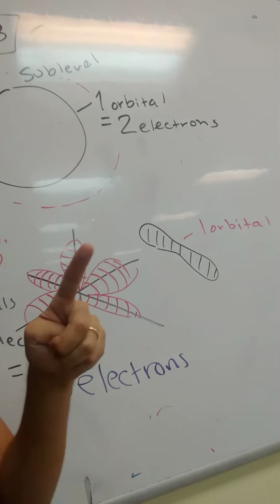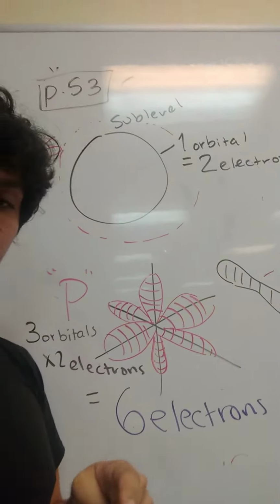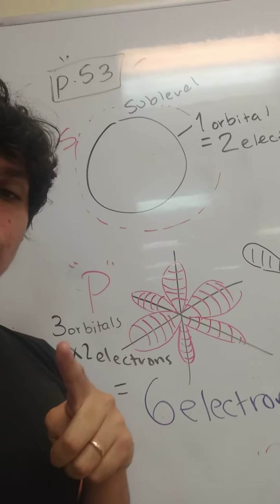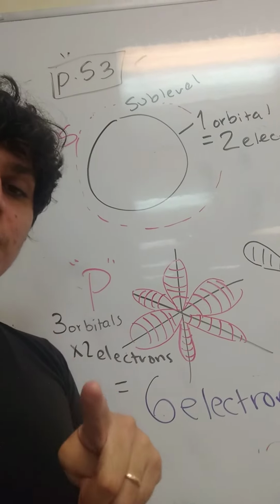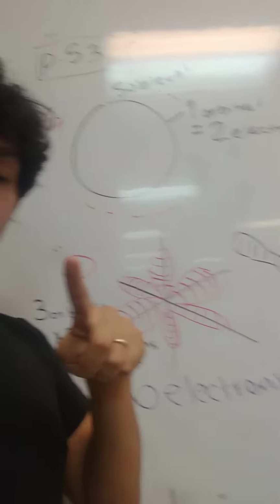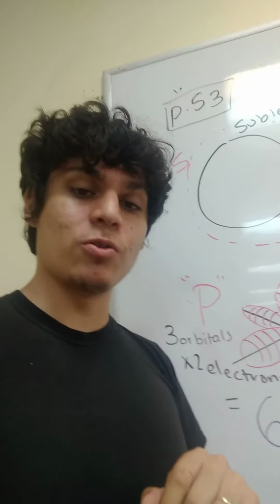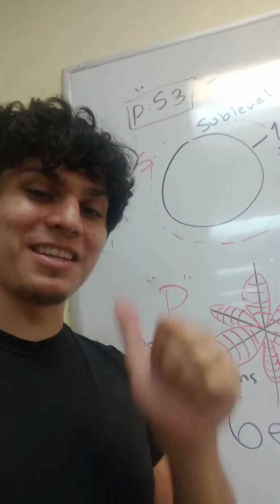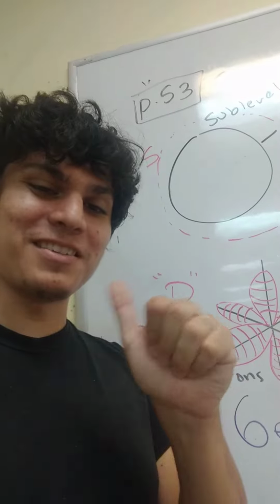Each orbital looks like a peanut. There it is, 1, 2, and 3, right? And each of these orbitals can hold 2 electrons. So 3 times 2 gives you 6. The p sublevel can hold 6 electrons total. I have the thumb over here holding up, you just can't see it. So 1, 2, 3, 4, 5, and 6, okay?